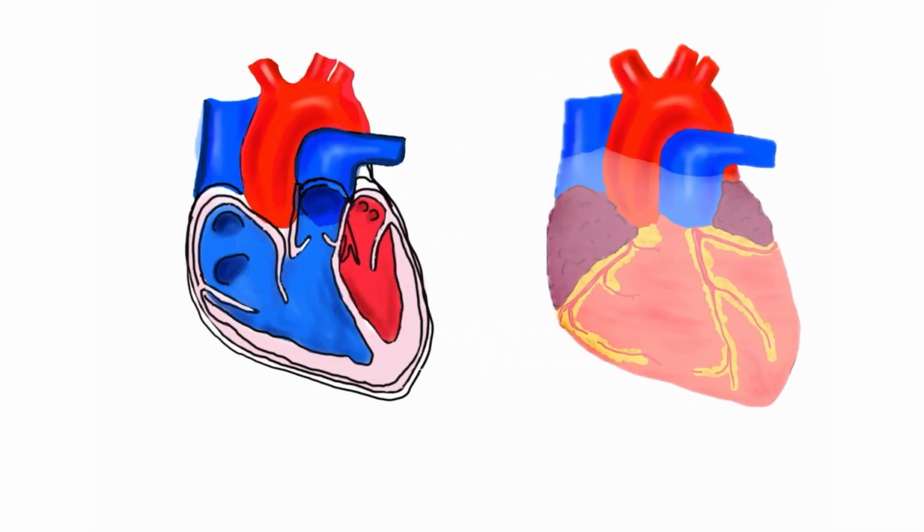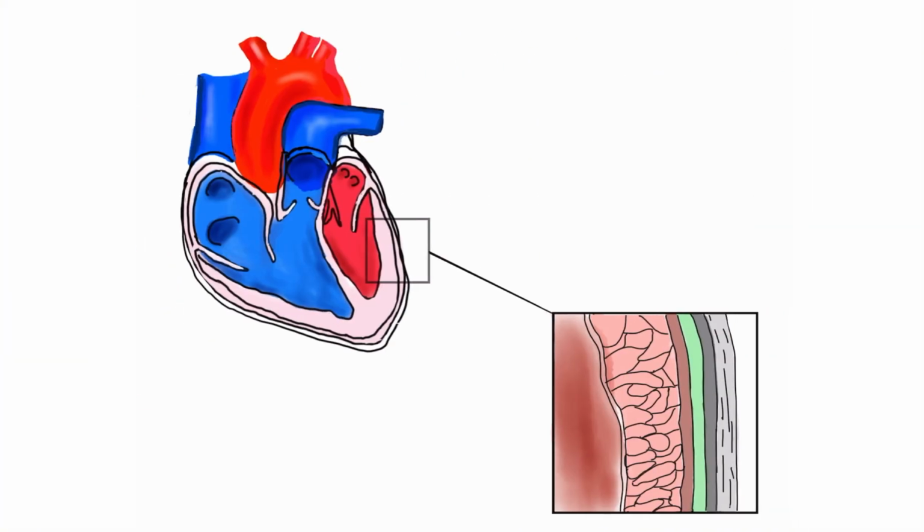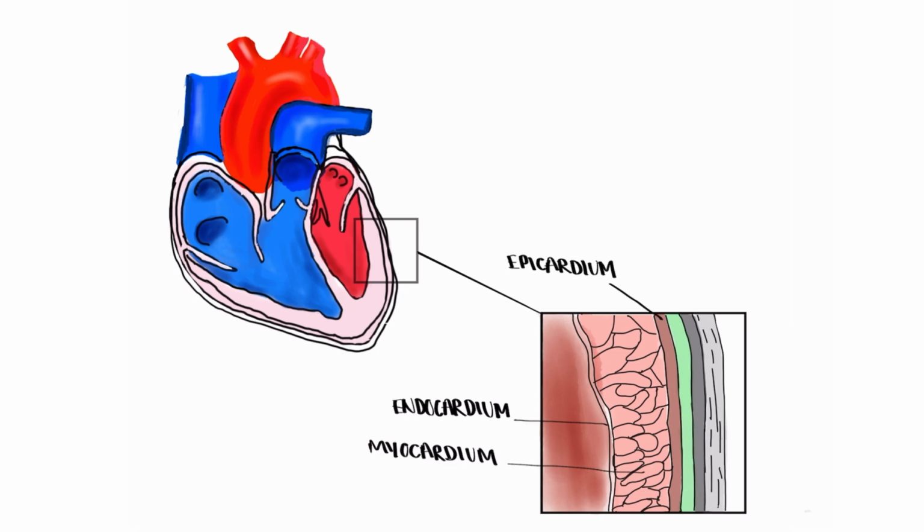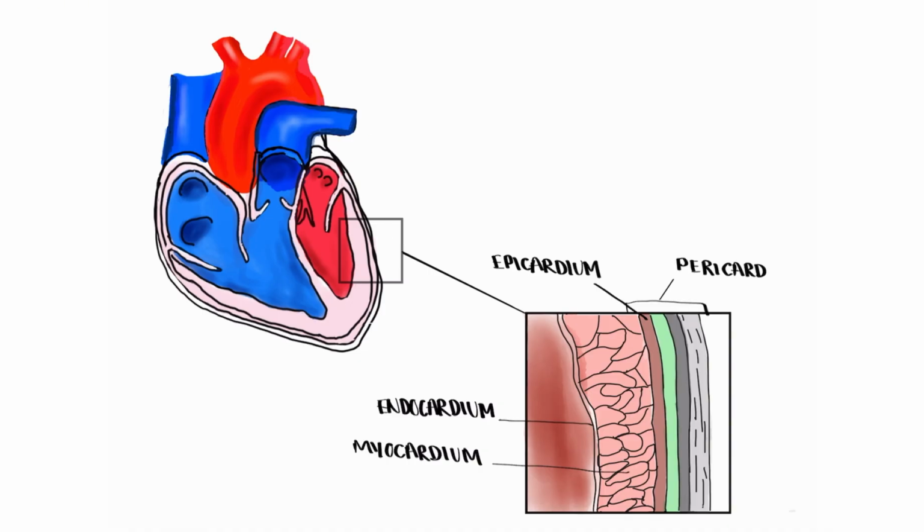The heart is an organ located in the thoracic cavity. Its wall is composed of 3 layers: the endocardium, the myocardium, and the epicardium. It is located within a sac known as the pericardium. Now let's see each layer in more detail, from the innermost to the outermost.